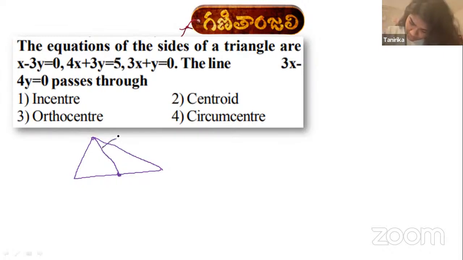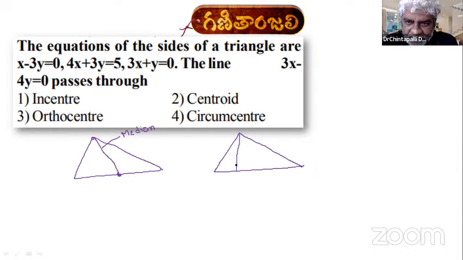What is the name of this line segment? Do you remember? It is the median. Altitude is different. I am telling what an altitude is. What is the difference between altitude and median? A median passes through the midpoint of the opposite side. But an altitude need not pass through the midpoint.